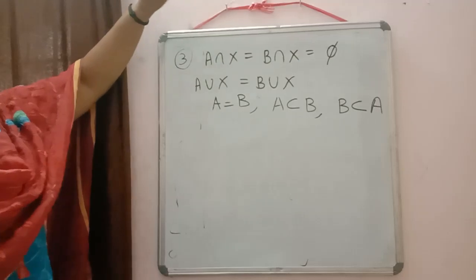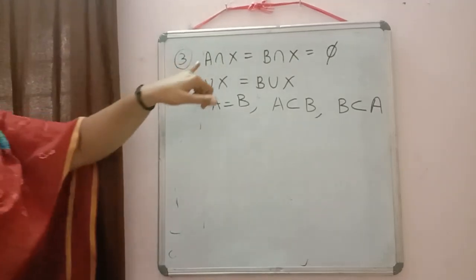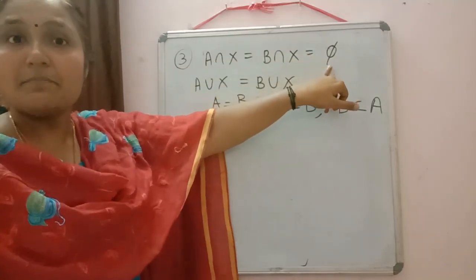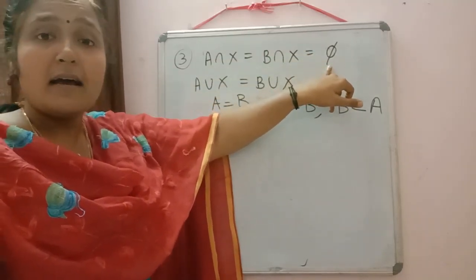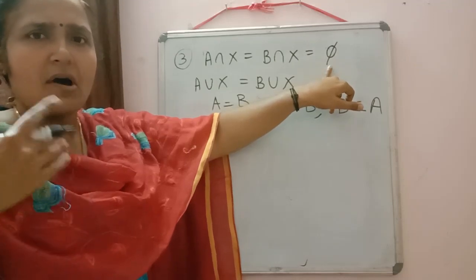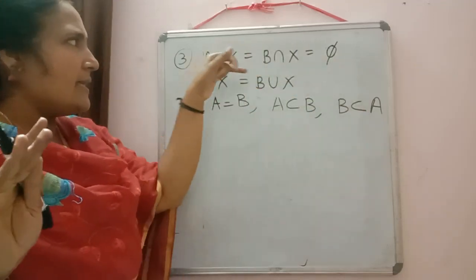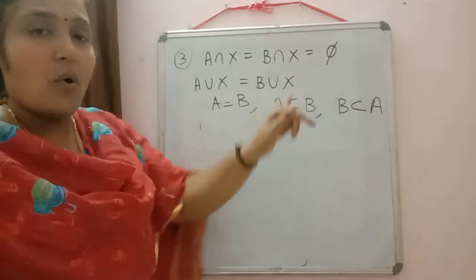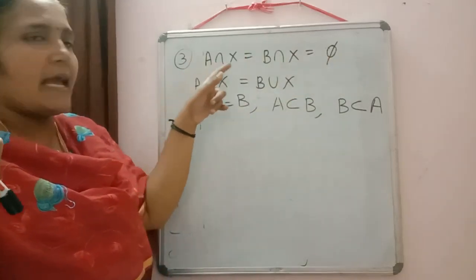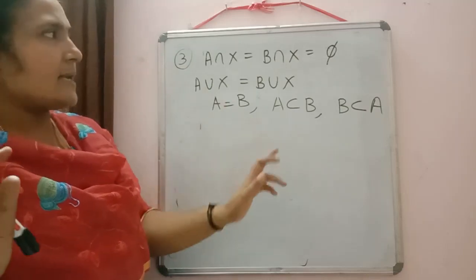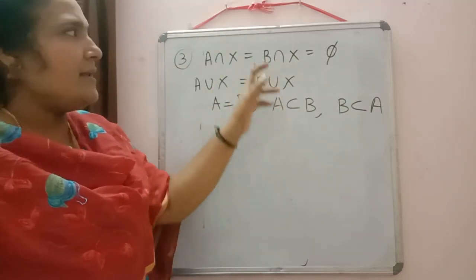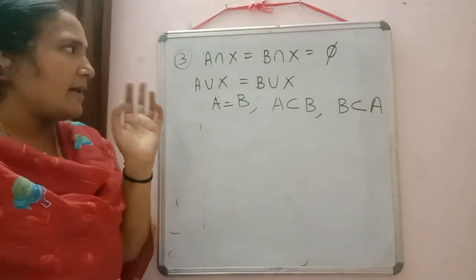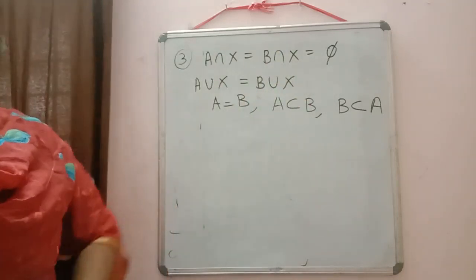So first information, first we can check the meaning. A intersection X is equal to empty set. What does it mean? It means it is an empty set or null set. So A intersection X is equal to empty set, meaning there is no element which is common in A and X. In the same way, there is no element which is common in B and X. This information is given and then one more information they gave.